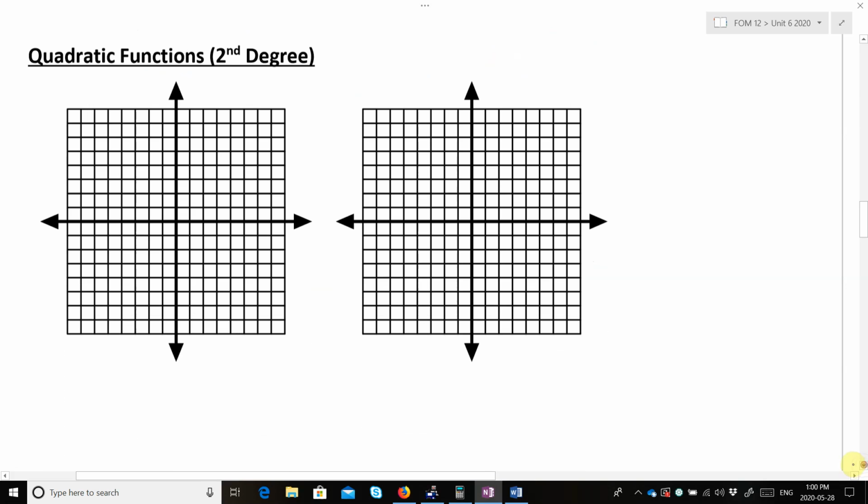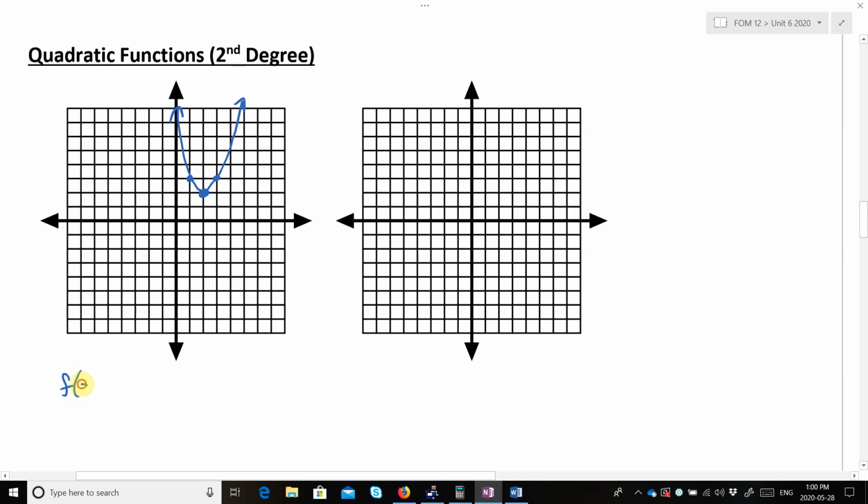Quadratic functions are second-degree functions, and an example could be like this. The graphs of quadratic functions are these sort of U-shaped graphs called parabolas. And we could have one over here. They either face up or they face down like this.